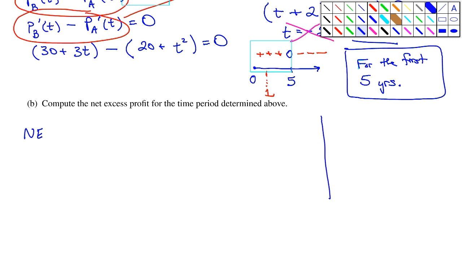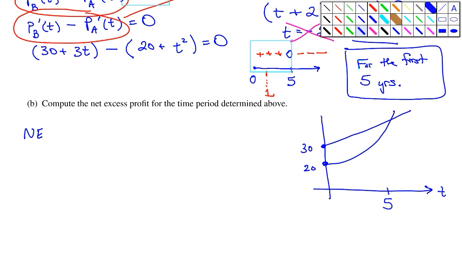Let's draw a picture. So here's time. This goes out to 5 years. And one of the investments is a parabola, and it starts at 20. The other one starts at 30, but it increases linearly, and they intersect right here at 5. Pretty close. And so what we're accumulating is this area between the two investments.